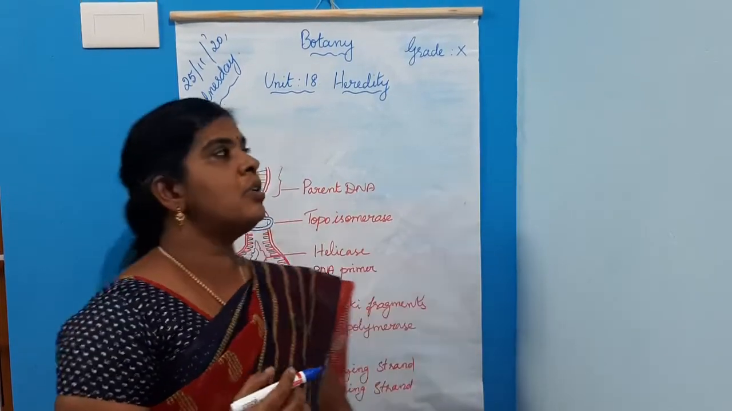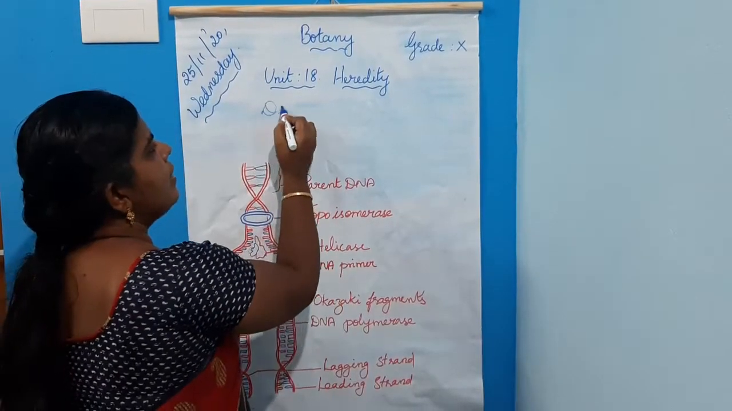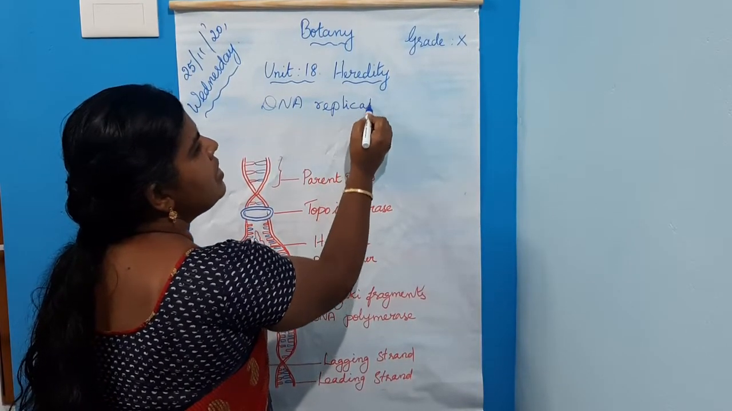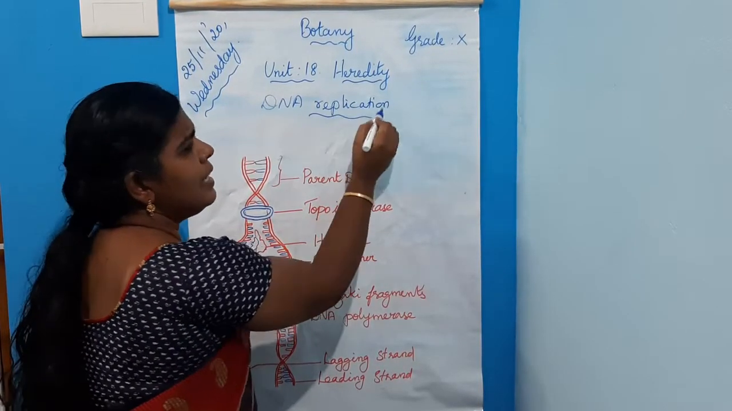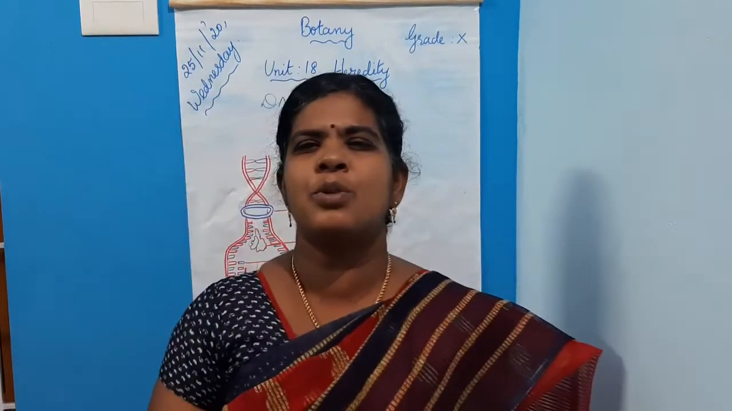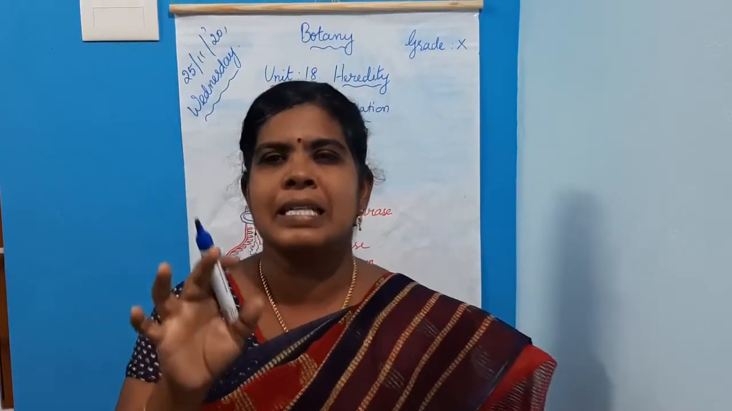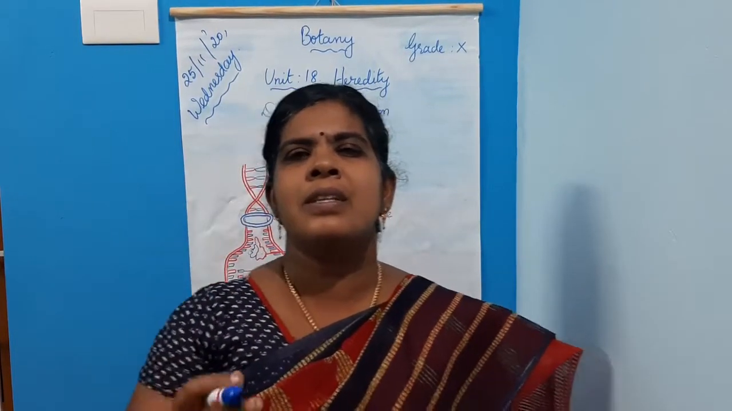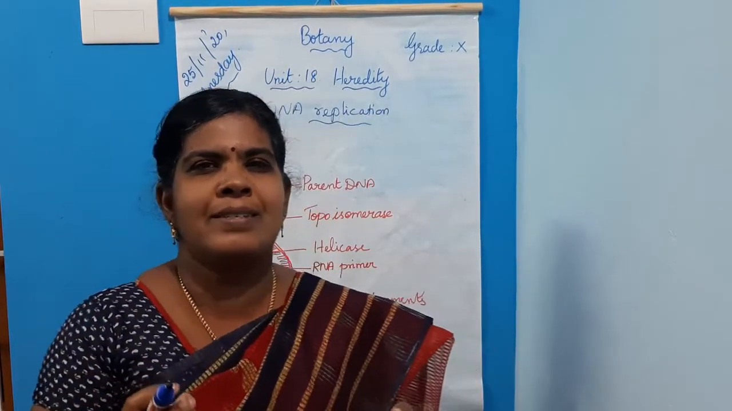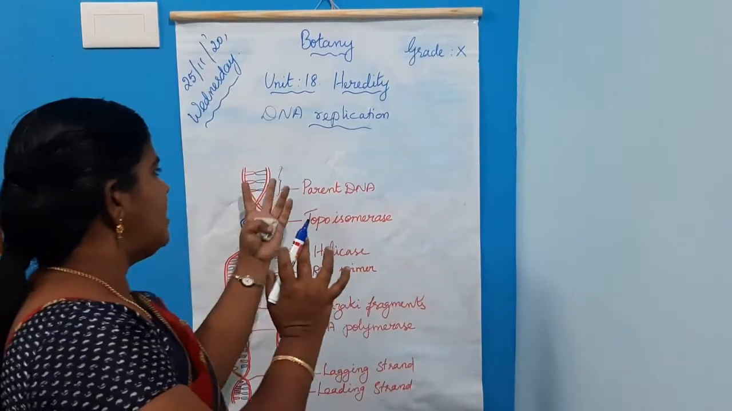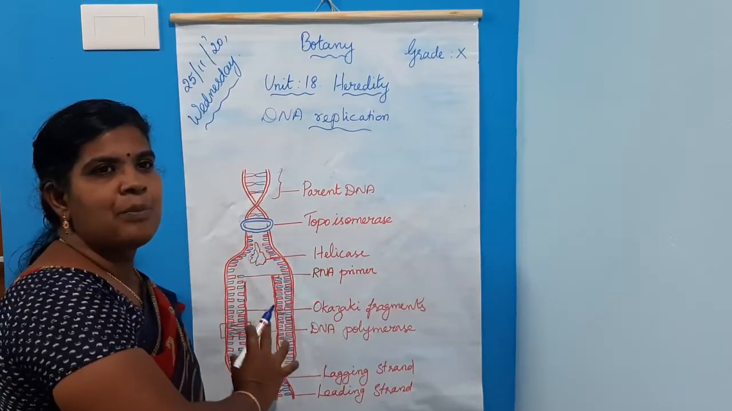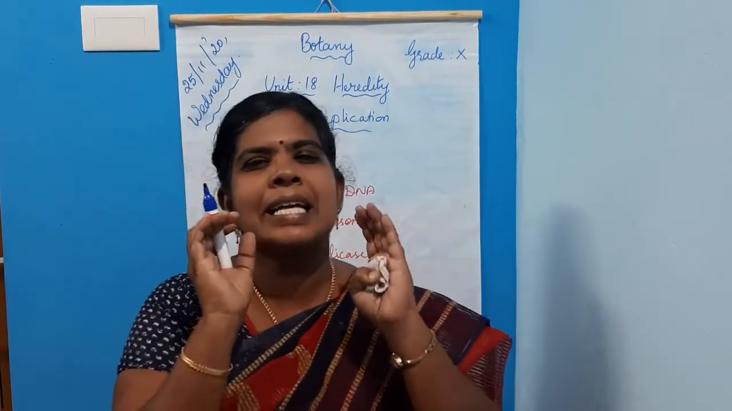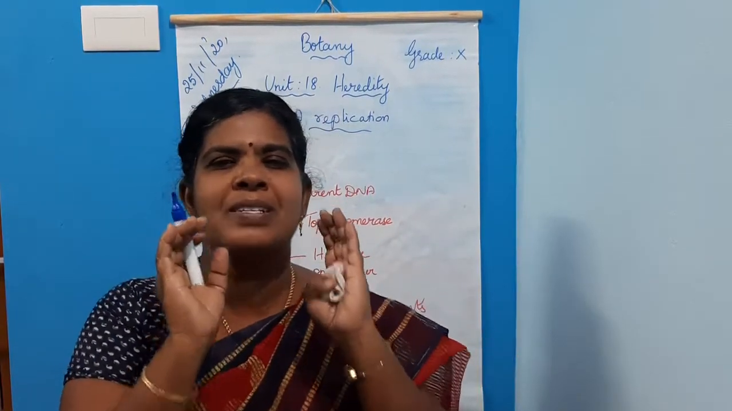Today we are going to learn about DNA replication. Okay, DNA replication. This replication is a process that takes place within the cell. It is one of the basic processes that occurs within the cell. In this process, the DNA molecule produces its own DNA. This is the structure of DNA. This DNA molecule produces the exact copies of its own structure.